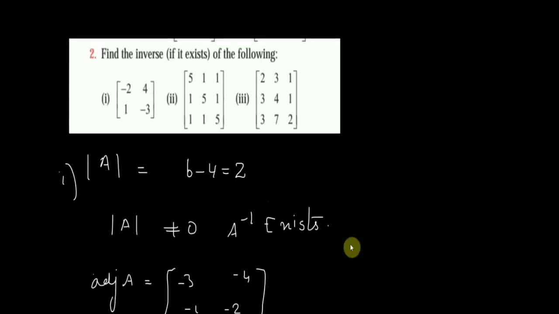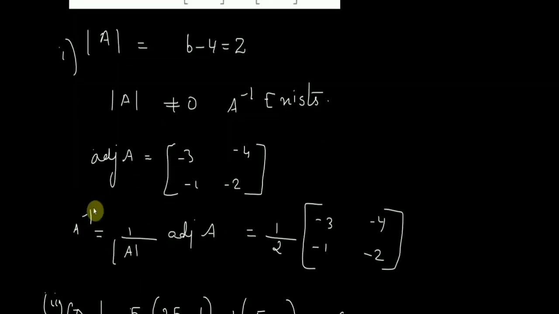Now we'll move on to the second sum. In exercise 1.1, find the inverse, if it exists, of the following. So we have to find the inverse. Let us first take a 2 by 2 matrix. The formula to find the inverse, which you already learned, is A inverse equals 1 by determinant of A into adjoint of A.